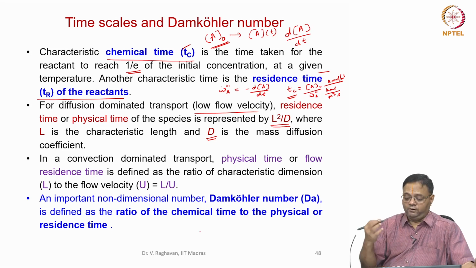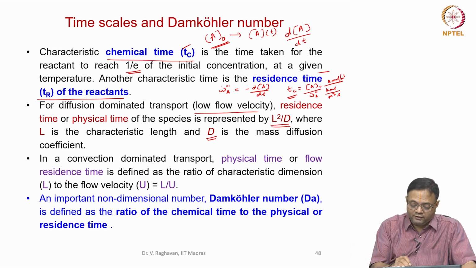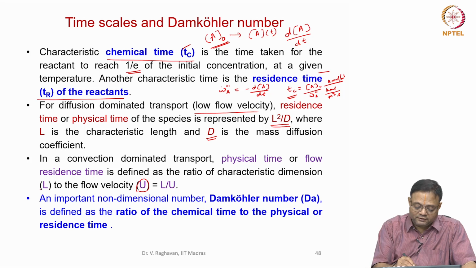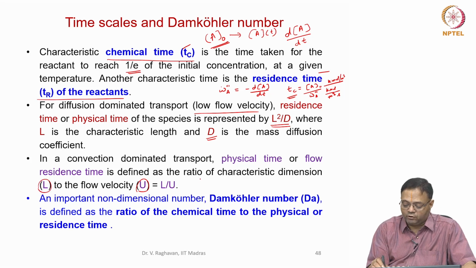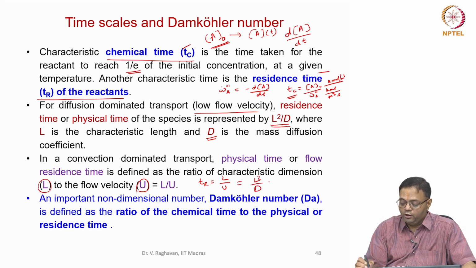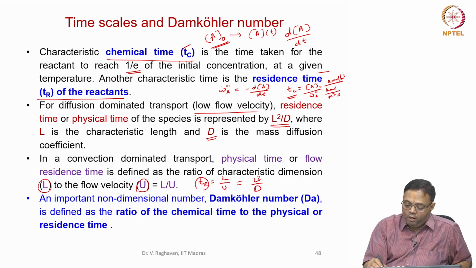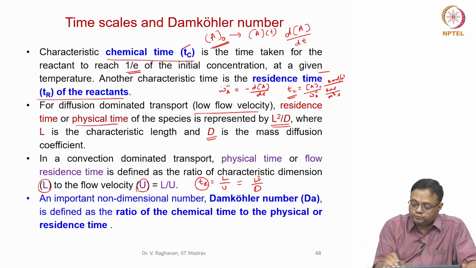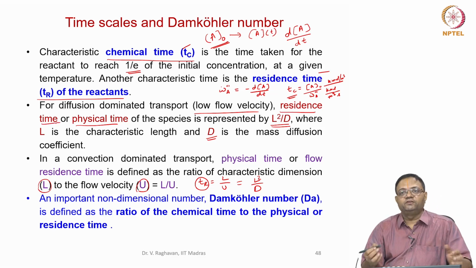When you have a convection, then there is a velocity U involved, flow velocity, and there is a characteristic dimension L. So TR can be calculated as L by U. So TR is either L by U or it is L square by D. So I can calculate the residence time, which is also called physical time.